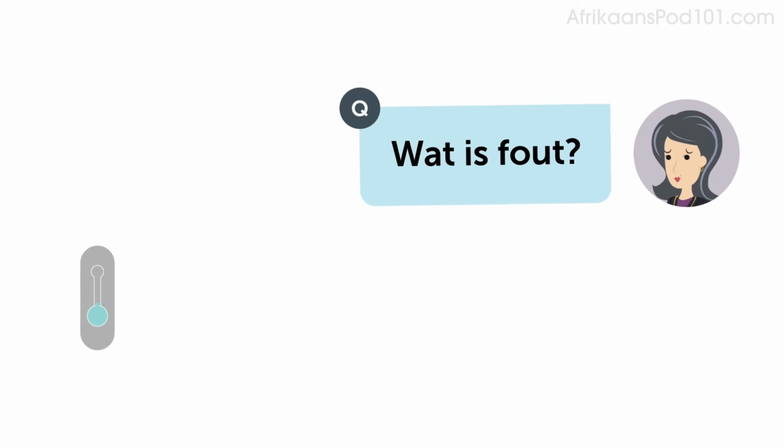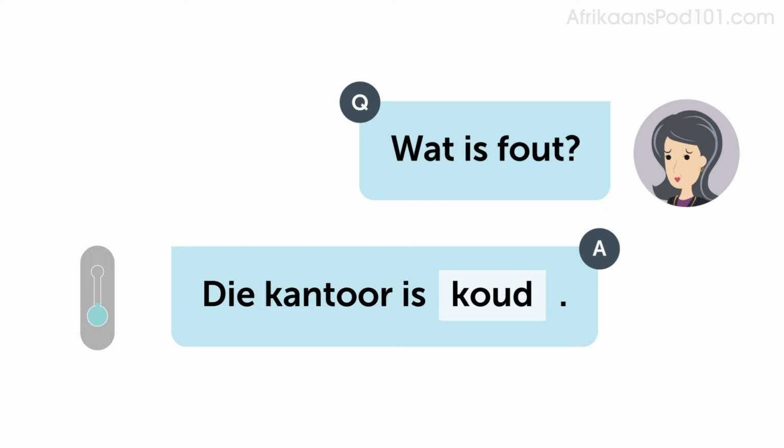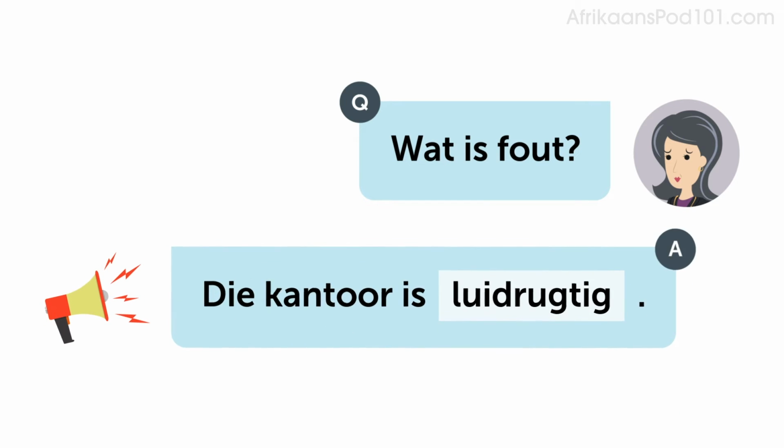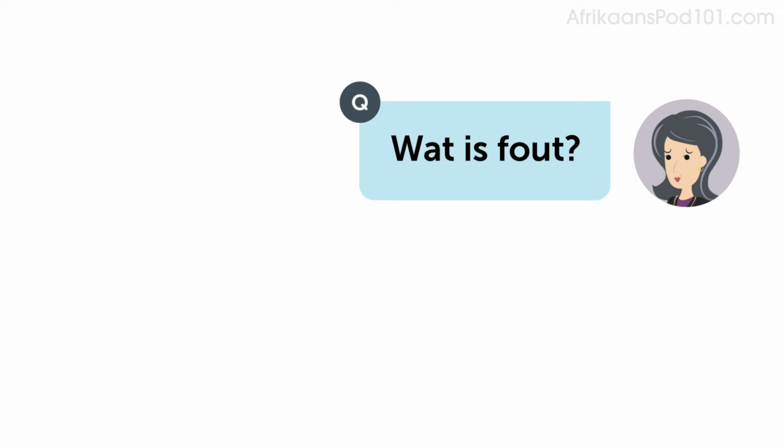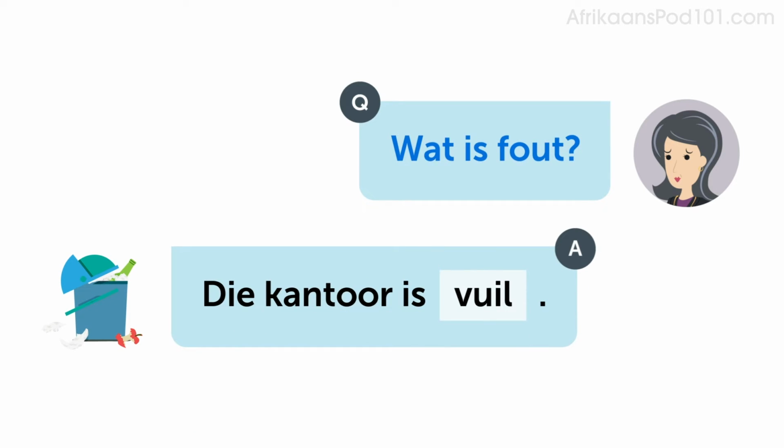Let's look at some examples. Listen and repeat or speak along with the native speakers. Wat is fout? Die kantoor is koud. Wat is fout? Die kantoor is luidruchtig. Wat is fout? Die kantoor is vuil.